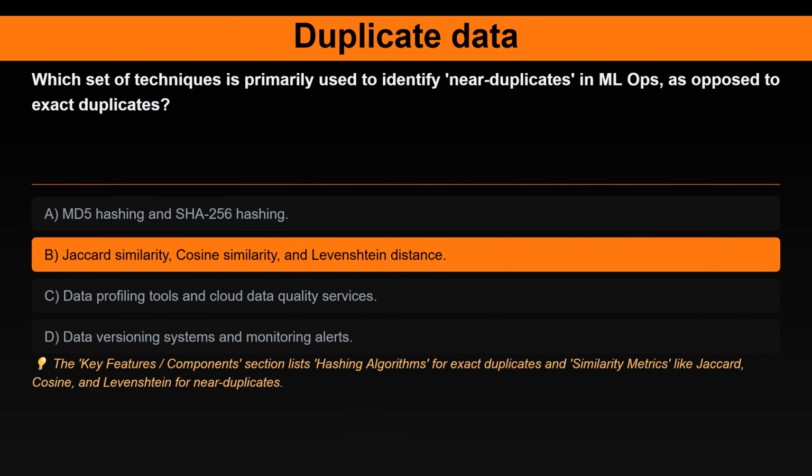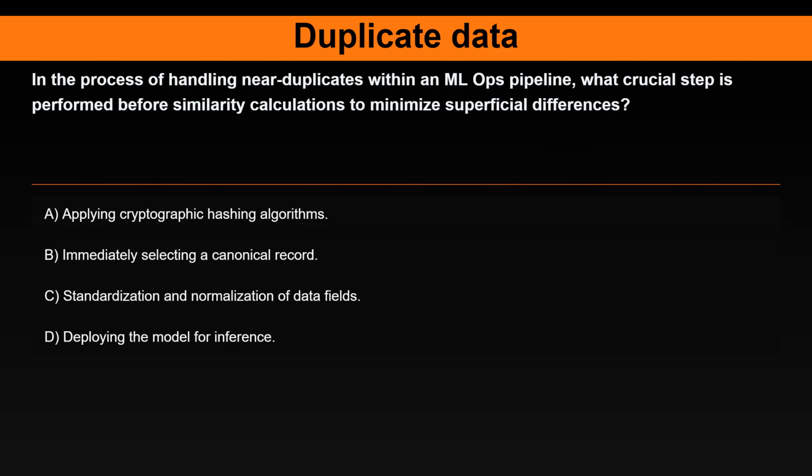The correct answer is Jaccard similarity, cosine similarity, and Levenshtein distance. Here's the explanation. The key features/components section lists hashing algorithms for exact duplicates, and similarity metrics like Jaccard, cosine, and Levenshtein for near duplicates.